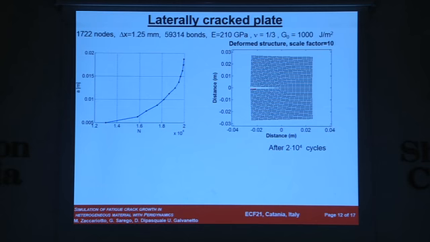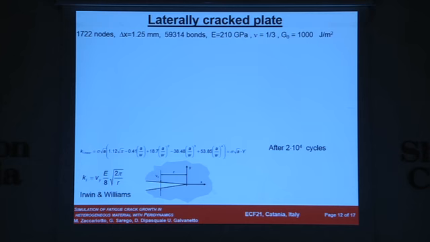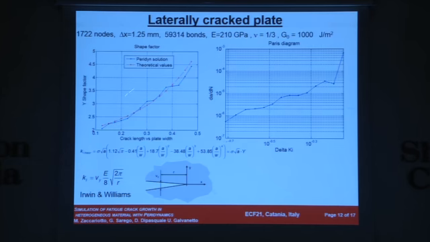This is the diagram that gives us the crack elongation versus the number of cycles, and recalling the formula for the stress intensity factor, it can be written in this way, in which we have the Y-shaped factor. If we evaluate this Y-shaped factor from a theoretical point of view, and we redo the same exercise inside our peridynamic model, we obtain this result. So let me say that there is a good agreement between the peridynamic result and the theoretical one.